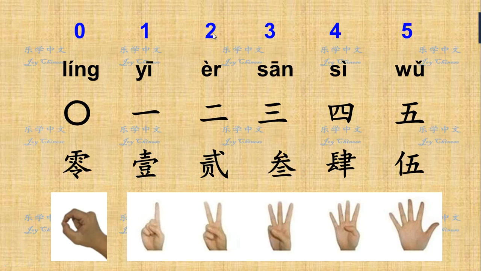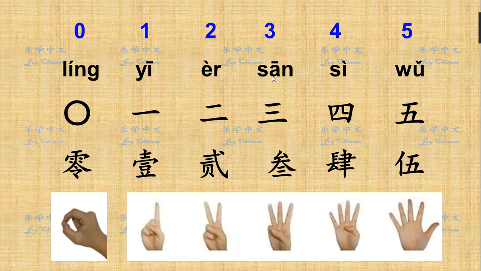2, the pronunciation is èr. But usually we don't pronounce it as èr when we are talking. We say liǎng. It's more like the third tone, not the fourth tone. Liǎng. This is a complicated style. Here is the hand gesture.